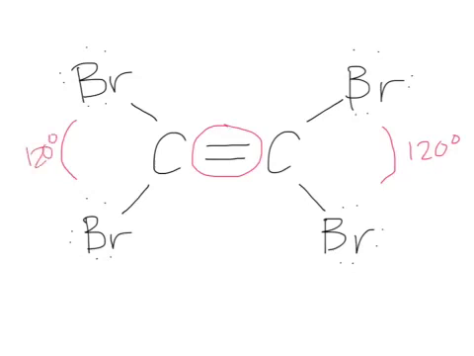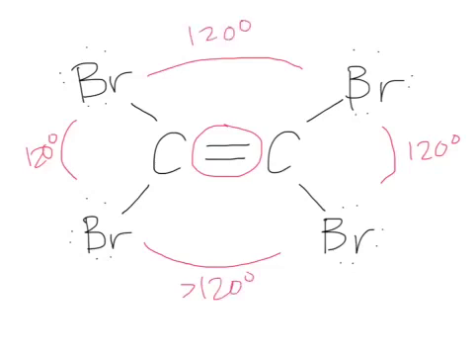However, the angle between the bromines that are on either side of the double bond is greater than 120 degrees. This is because of the double bond right here, which causes more repulsion between the electrons in the molecule.